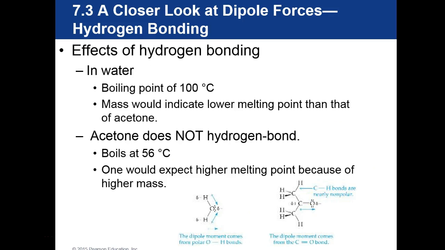Here are some of the effects of that hydrogen bonding. In water, the boiling point is 100 degrees Celsius. The mass would indicate a lower melting point than that of acetone. Acetone does not hydrogen bond, and it boils at 56 degrees Celsius. One would expect a higher melting point because of a higher mass. And you can see those two molecules below.